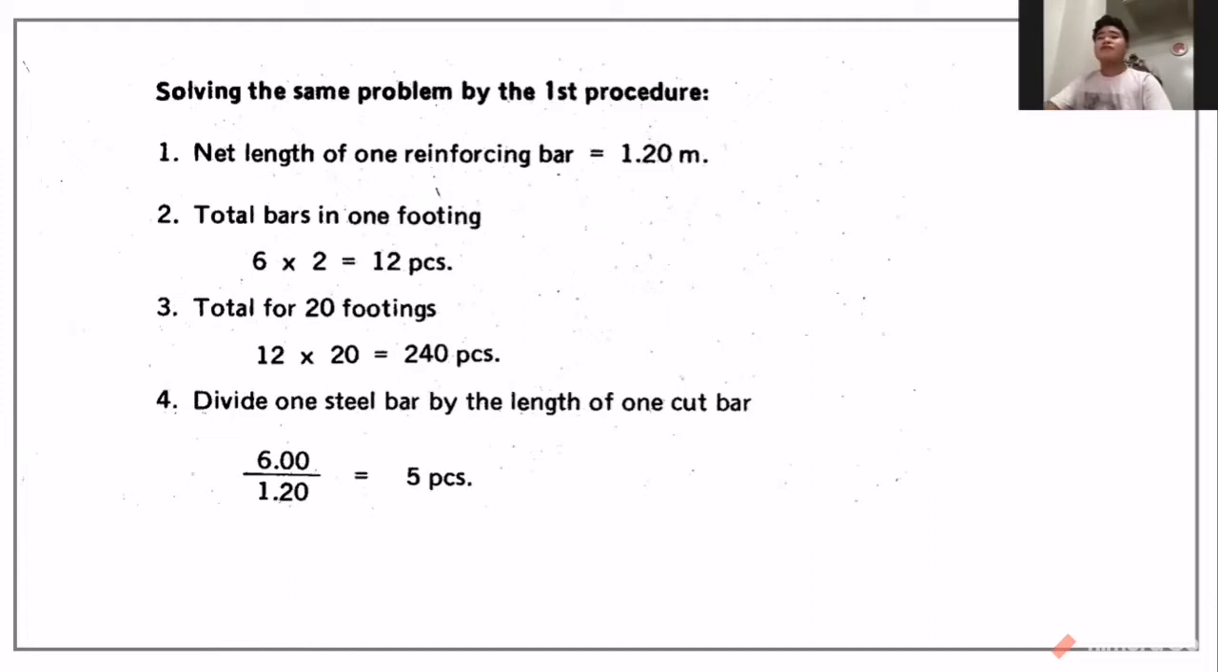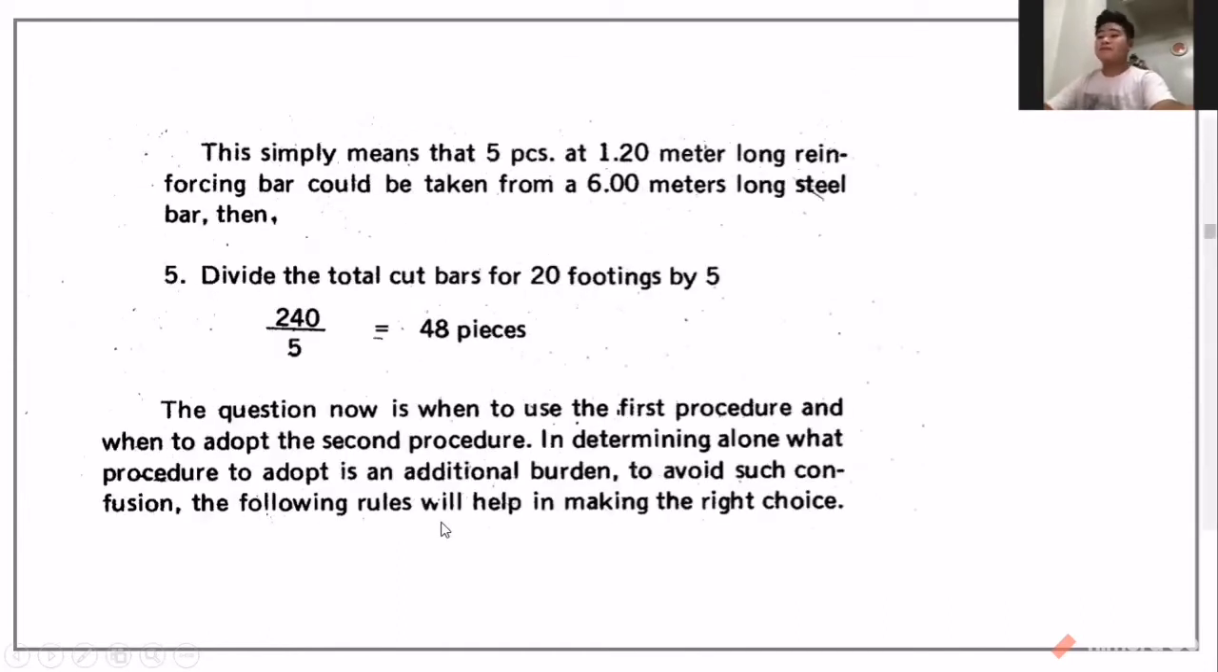So solving the same problem by the first procedure, net length of one reinforcing bar is 1.20, and then the total bars in one footing is 12 pieces. Total for 20 footings is 240 pieces, and then divide one steel bar by the length of one cut bar, so we have 5 pieces. This simply means that 5 pieces at 1.20 meter long reinforcing bar could be taken from a 6 meter long steel bar. Then divide the total cut bars for 20 footings by 5. So we have 240 divided by 5. So we have 48 pieces.